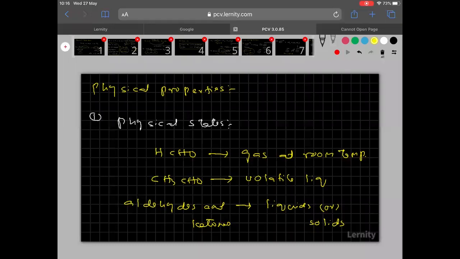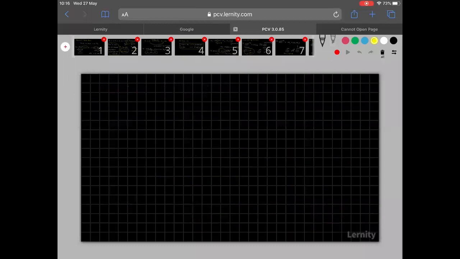I hope you are able to understand physical states. Right. Now, coming to the next physical property, that is the boiling point. Clear? So now, remember everyone, coming to the boiling point. See clearly here, I am mentioning the boiling point of aldehydes and ketones.